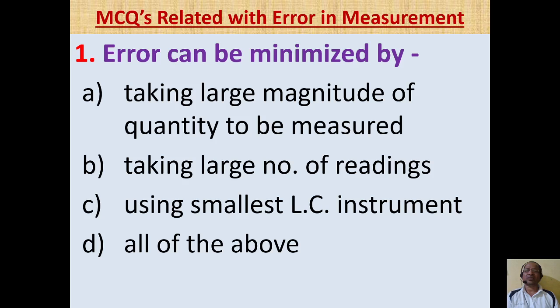With this, let us have certain MCQs related with error in measurement. First one, error can be minimized by. You have seen that to minimize error, certain procedures are followed. The first important one is to take a large magnitude of the quantity to be measured, take a large number of readings, and use the instrument with the smallest least count. So error can be minimized by all of these procedures. So option D is the correct option here.